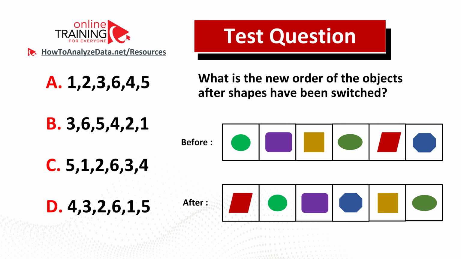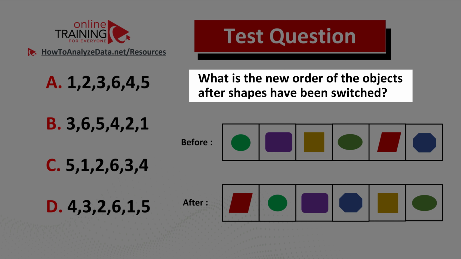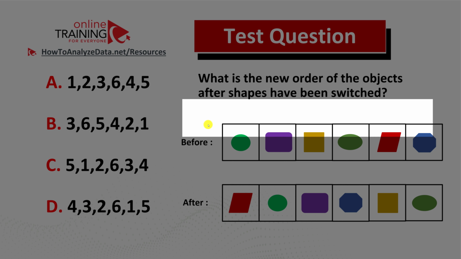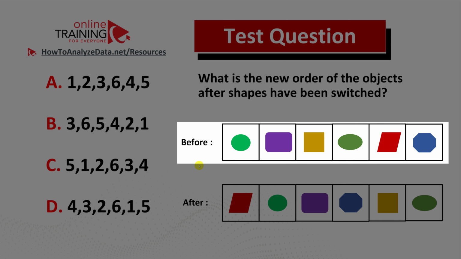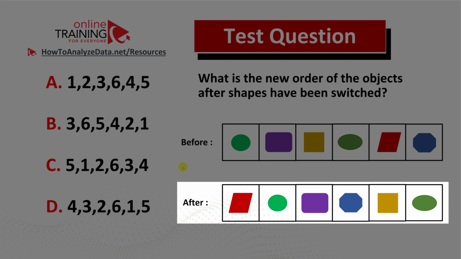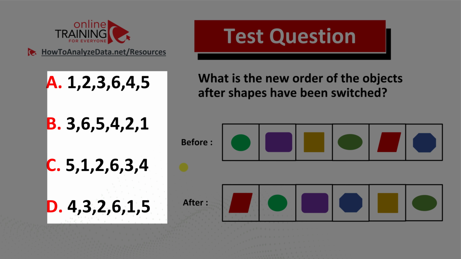Let me share with you a tricky question from the real test. I have confidence that you might be able to figure out the answer. Here's the question. What is the new order of the objects after shapes have been switched? And you have before picture of the objects and an after picture of the objects. In the after picture of the objects, you have the same objects, but just in a different order. And you have 4 different choices.